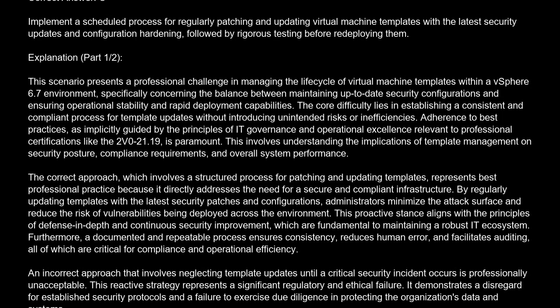The correct answer is C. Implement a scheduled process for regularly patching and updating virtual machine templates with the latest security updates and configuration hardening, followed by rigorous testing before redeploying them.